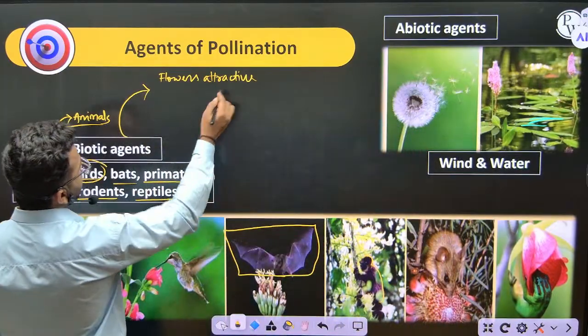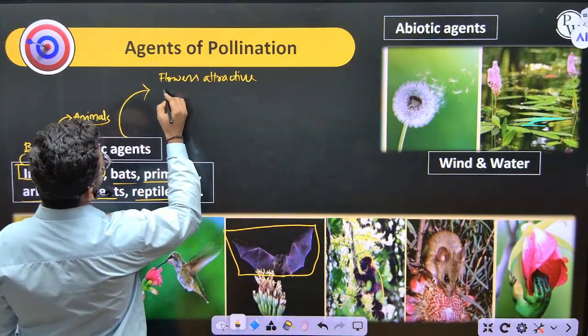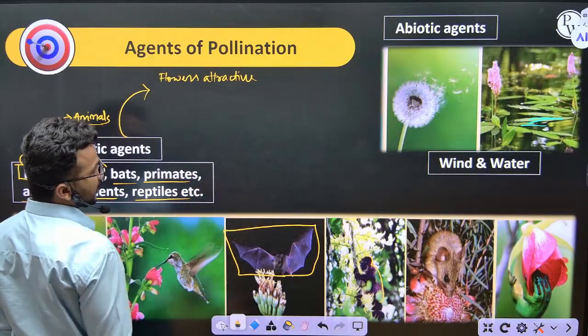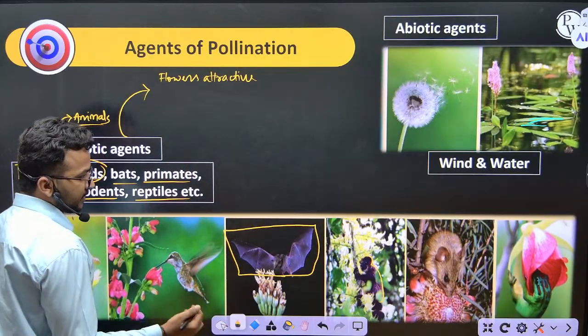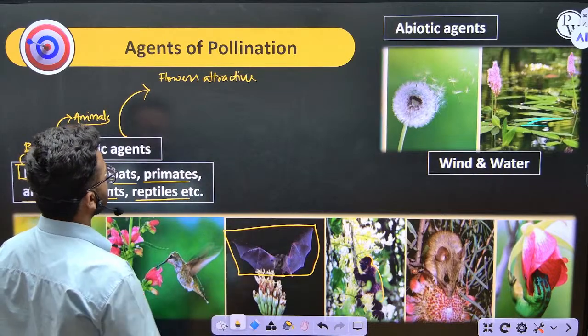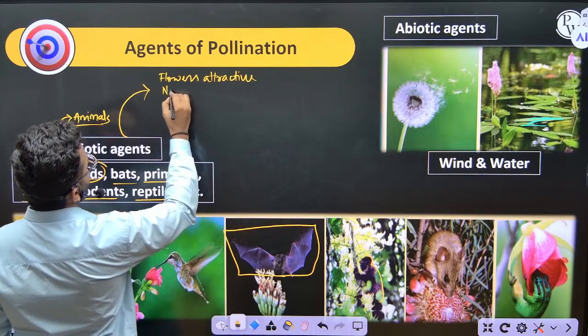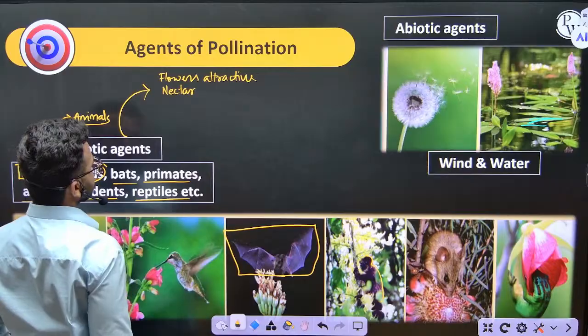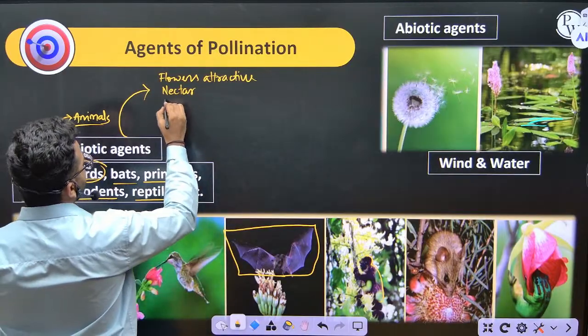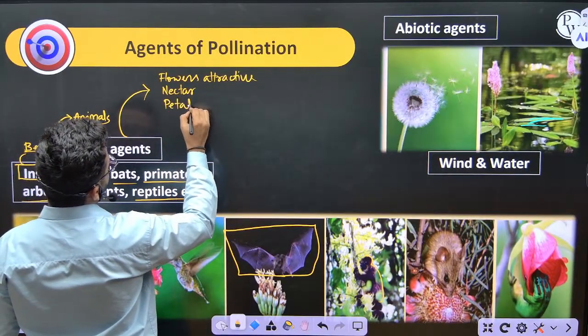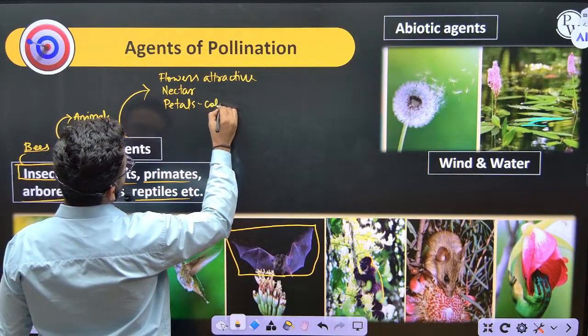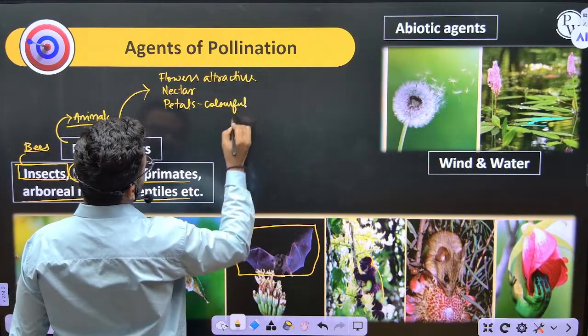So the flowers are attractive here, and they will have some floral rewards like the pollen grains or the nectar. So the nectar will be there, and the petals are attractive. The colorful petals are there, and fragrance.